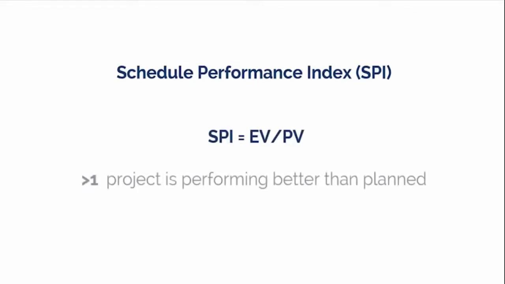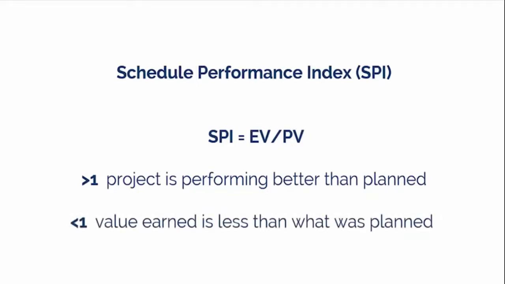A ratio of greater than 1 indicates that the project is performing better than planned, schedule-wise, or more work completed than planned. And a ratio of less than 1 indicates that the value earned is less than what was planned for, so the schedule is lagging, or simply that less work was completed than planned.